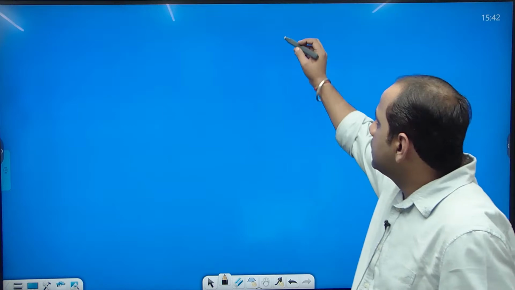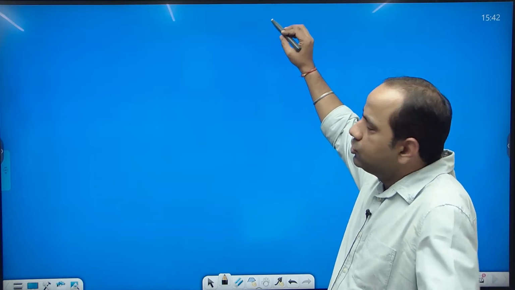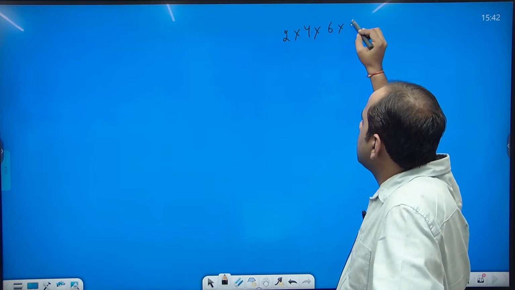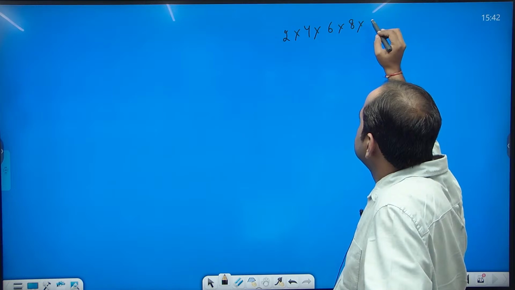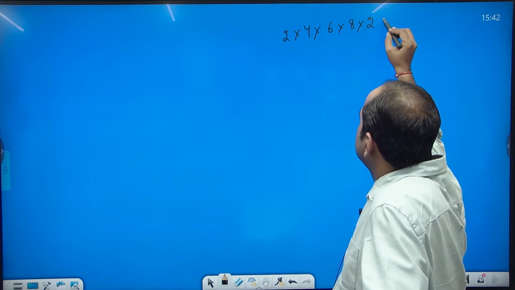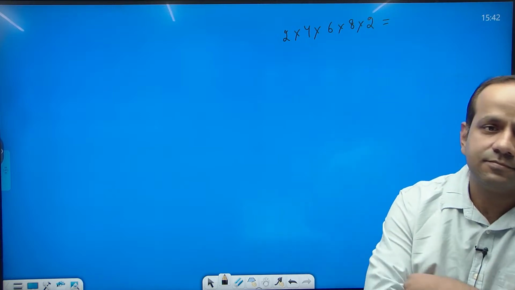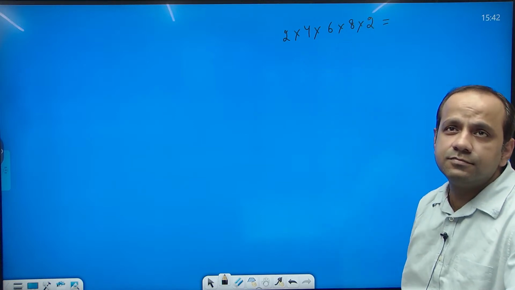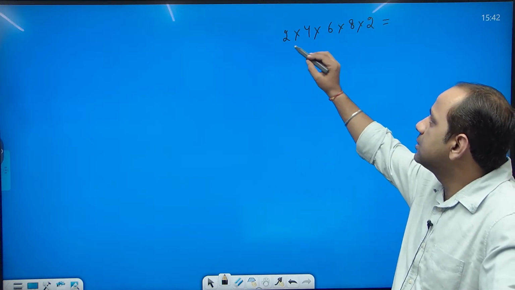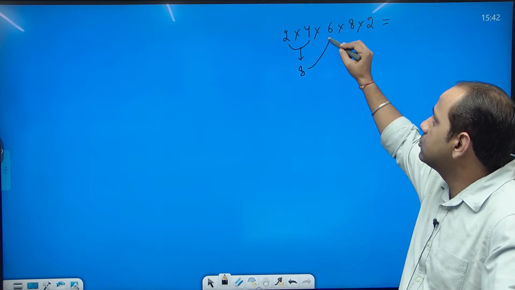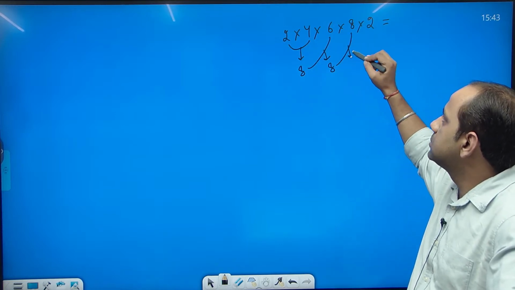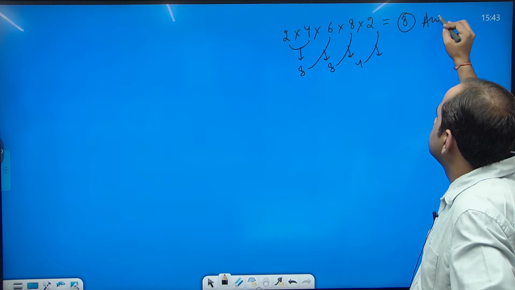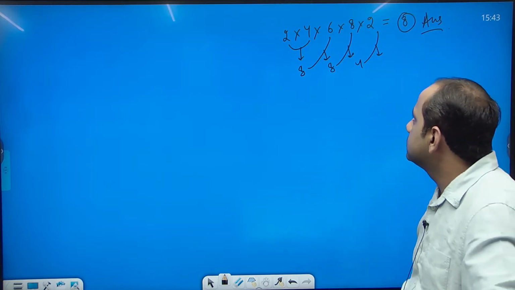Chalo, if I say the unit digit of 2 into 4 into 6 into 8 into 2. What will be the unit digit? Tell me your answer. Very simple question. 2 into 4 into 6 into 8 into 2. See, this is 8. 8 into 6 is 48, so 8. 8 into 8 is 64, so 4. 4 into 2 is 8. So we can say 8 is your final answer. I hope this is very simple. You have no doubt in this.